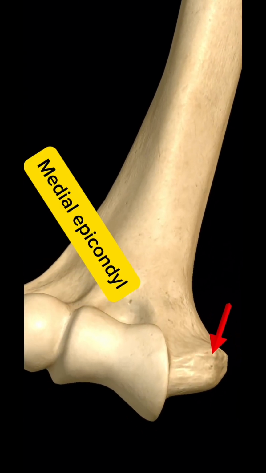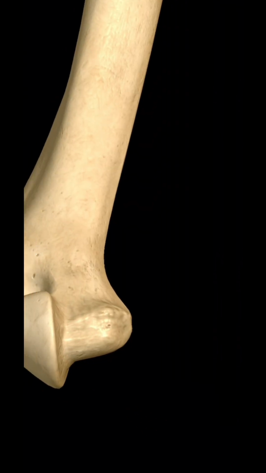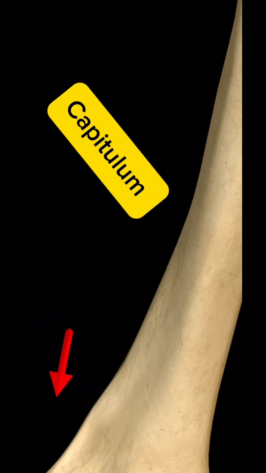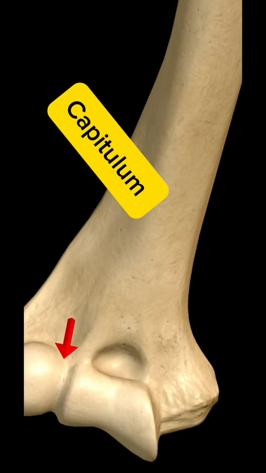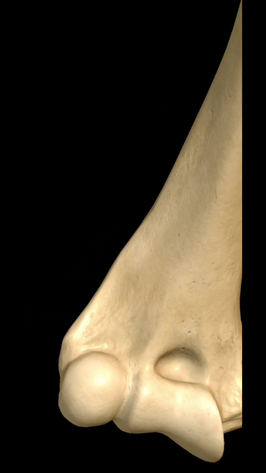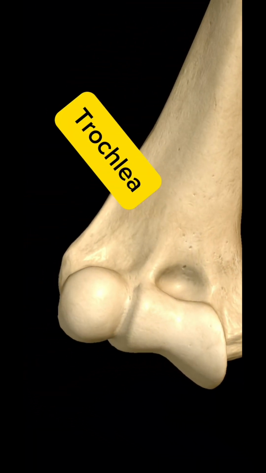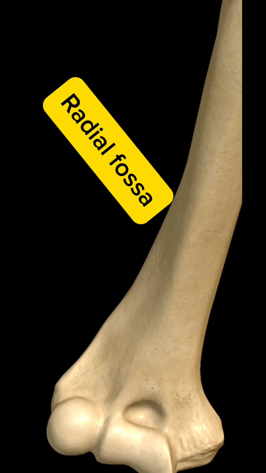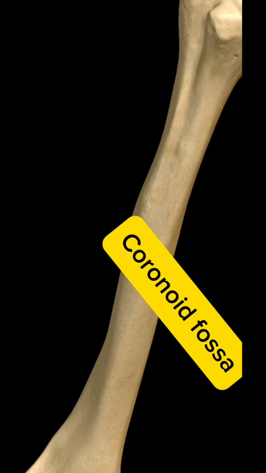flexion. Coracobrachialis muscle. This muscle attaches to the coracoid process of the scapula and the middle of the humerus and assists in shoulder flexion and adduction. Side determination of the humerus: right or left humerus.